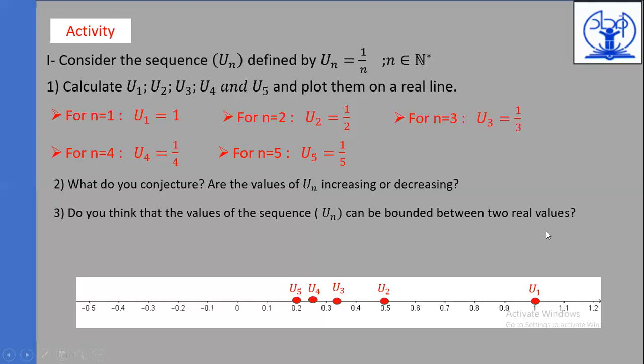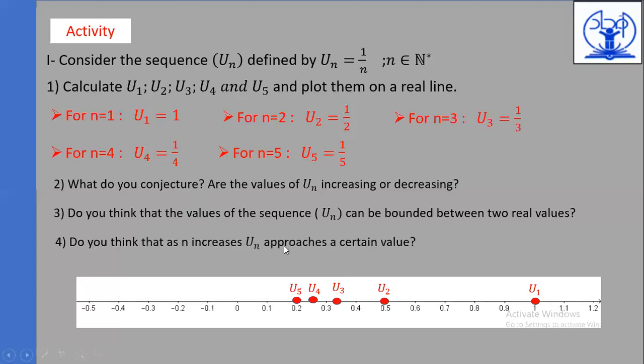So this sequence is said to be bounded between 2 real values, 0 and 1, -1 and 1, 0 and 10, I don't care. What you need to do is to find 2 values. Remember that we are conjecturing, we're not proving, we're just noticing that the pattern says so.